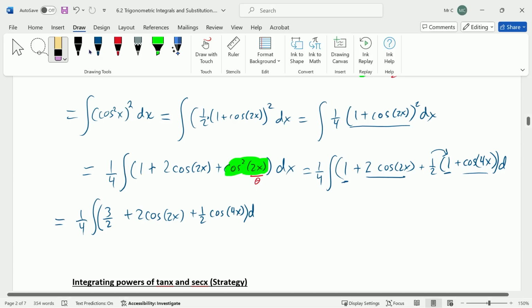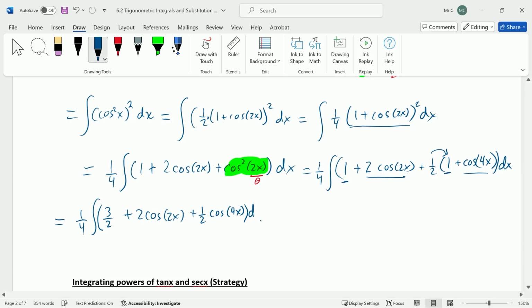Did not mean to write d theta there. That should have been x. I was talking about theta at the moment, so sorry about that. Okay, so where were we?